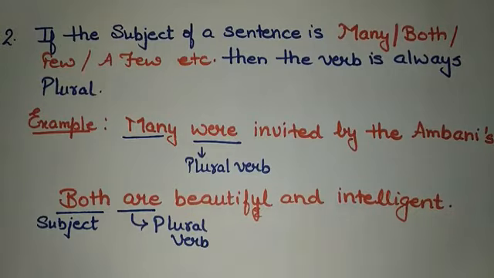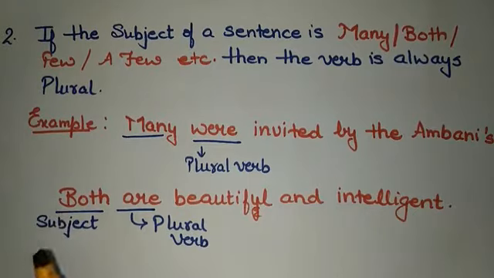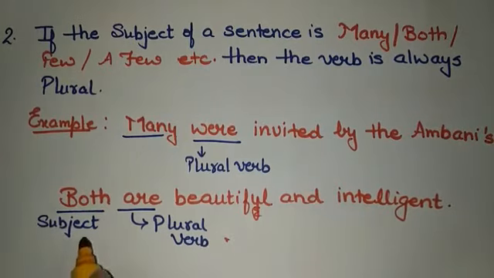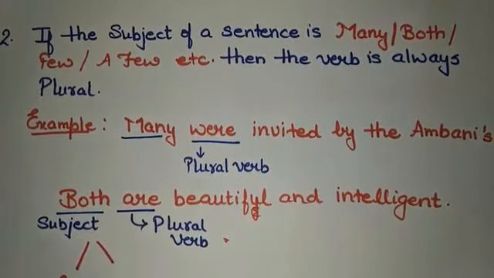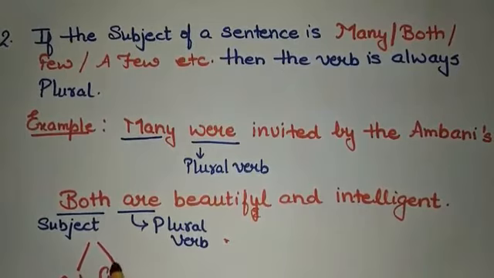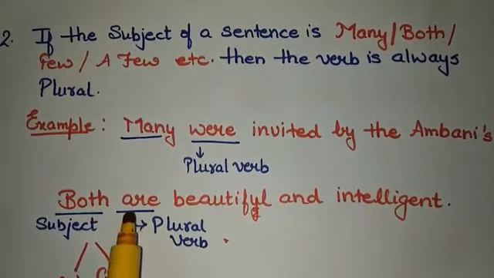Next is both are beautiful and intelligent. Here I am talking about two girls. See, by both I mean maybe girls, of course, because I have used beautiful. Both means there are two girls I am talking about. Right? So I have to use are. Are is a plural verb. So I say both are beautiful and intelligent.